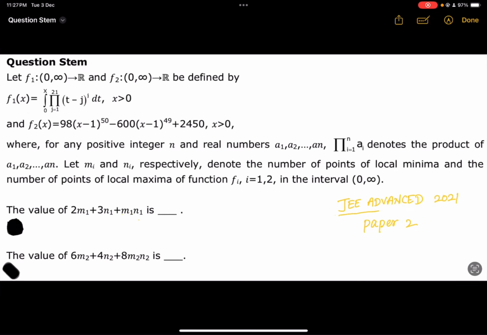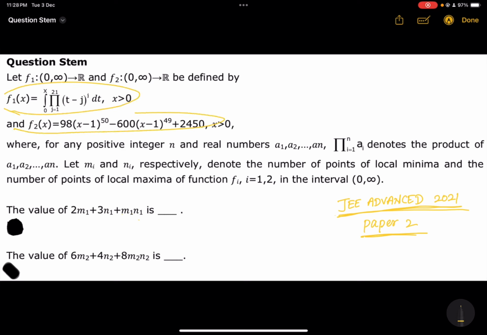Hi, this question appeared in JEE Advanced 2021 in its second paper, and the question is from the topic maxima and minima, basically differentiation. So here we are given two functions and we have to find out m1, n1, m2, n2. I'll explain what m1, m2, n1, n2 are in the later part of the video, but let us go ahead and solve this question.